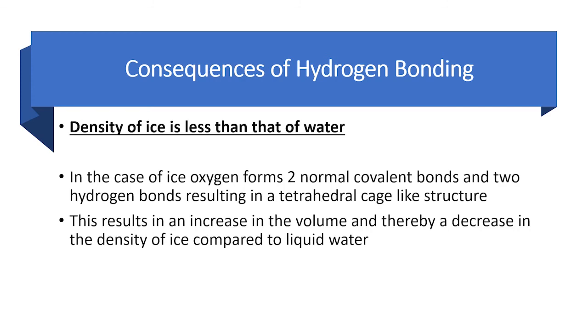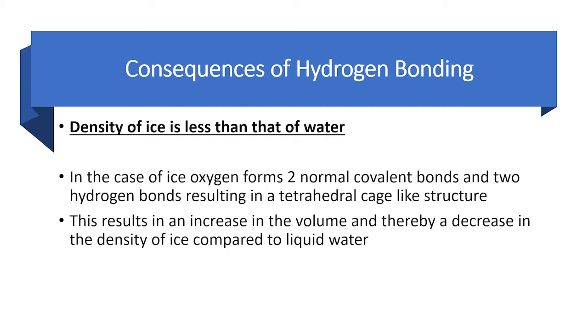Another consequence is that the density of ice is less than that of water. This is a very common observation. All of us know ice is less dense than water. This is because ice has a regular crystal structure, and in the solid state the oxygen atom is capable of forming two normal covalent bonds as well as two hydrogen bonds. So there is the existence of strong hydrogen bonding in the solid state because of the ordered arrangement.